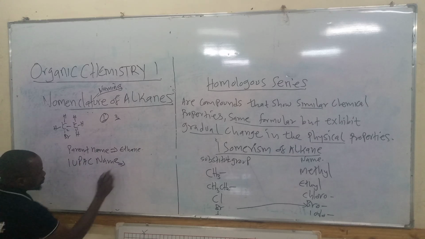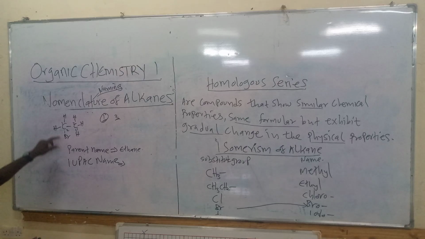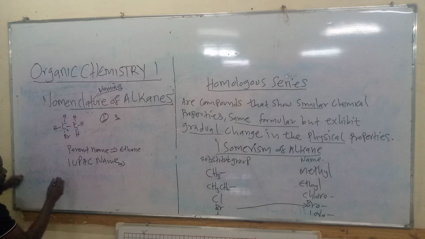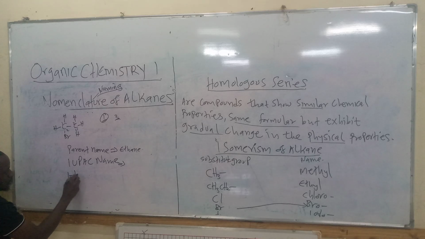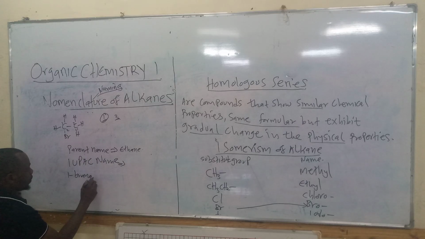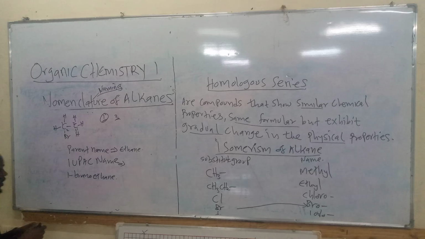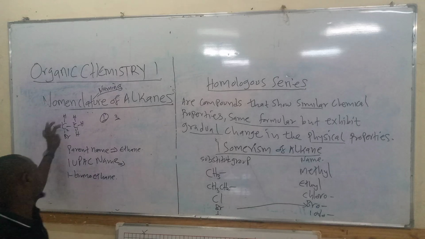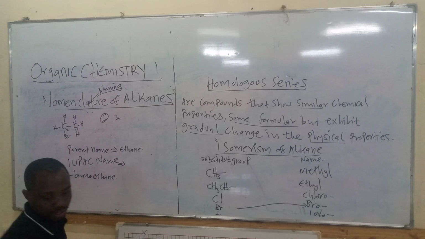The IUPAC name will be: the substituent group, which is bromine, is attached to carbon number 1, so we have 1-bromo, then the parent name. The parent name is what? The parent name is ethane. Bromoethane. And that is the IUPAC name for this one.